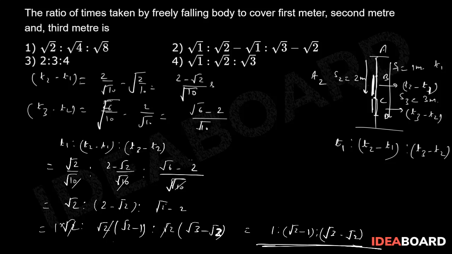So this is going to be the final ratio of the first meter, second meter and third meter. Clear? If you check the options, option number B says root 1. So yes, 1 can also be written as root 1. So root 1, root 2 minus root 1, and this can also be written as root 3 minus root 2. So obviously option number 2 should be the final choice in this question.